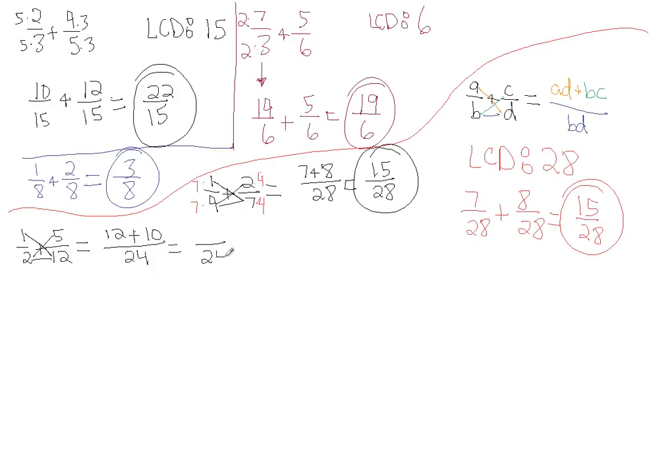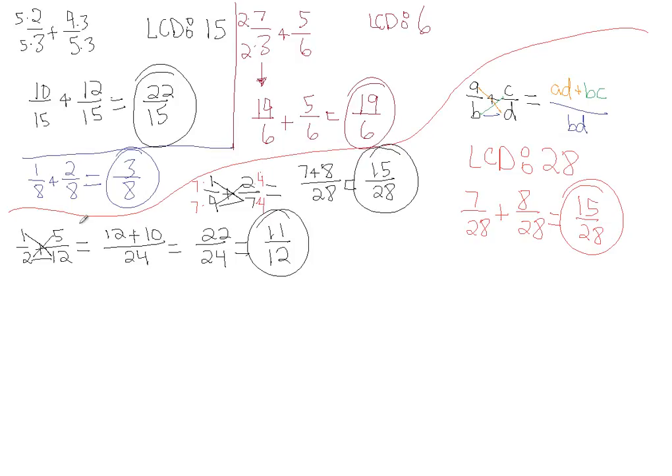We carry the same denominator and add across the top. 22 is 12 plus 10. And we want to write this in lowest terms. And both these numbers are divisible by 2. And this simplifies into 11 over 12.